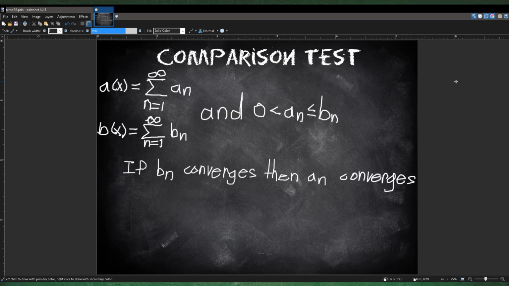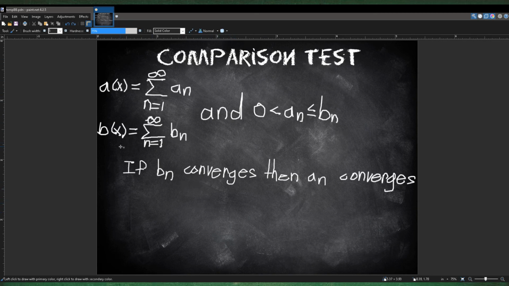The comparison test tells us that we have a sequence a of n, and we have another sequence b of n. We have to compare these sequences, because it says comparison test. If all the numbers of b of n are respectively greater than all the numbers of a of n, and a of n is greater than 0, so they're all positive, then if b of n converges, then a of n also converges. Vice versa: if a of n diverges, then b of n also diverges.